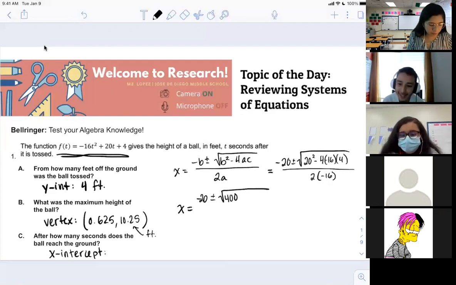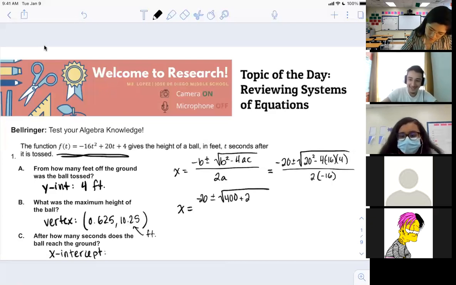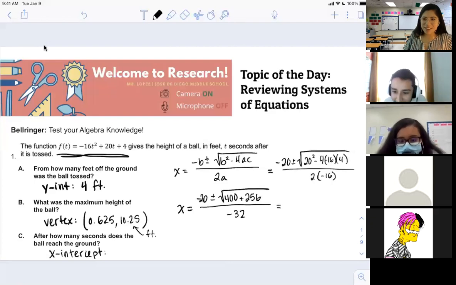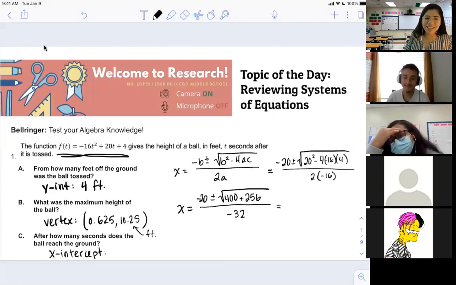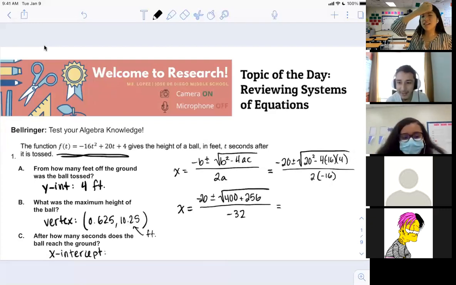Then negative 4 times negative 16. 64 times 4, which is 256. Okay, I forgot. It's like 200 something. We already got it. All right, it was 256. Now we add 400 plus 256, 656.